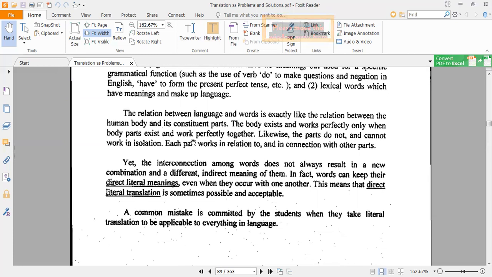Now, also a very important issue is the relationship between words and language. Actually, this relationship is similar to the human body and its parts. For example, the human body can't work very well without the existence of its parts. The same, the language can't convey its functions without using certain and suitable words.